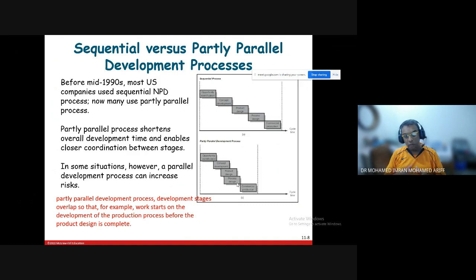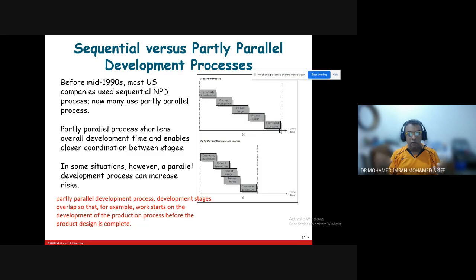This one is not finished, you already go on to another one. Like when you haven't finished eating, you already add more dishes. Something like that. Okay, so in partly parallel development process, as you can see, the time here is much shorter than the sequential process. Simply because in sequence, you have to finish one, then start the next one. In partly parallel, before one finishes, you can start on the next one.